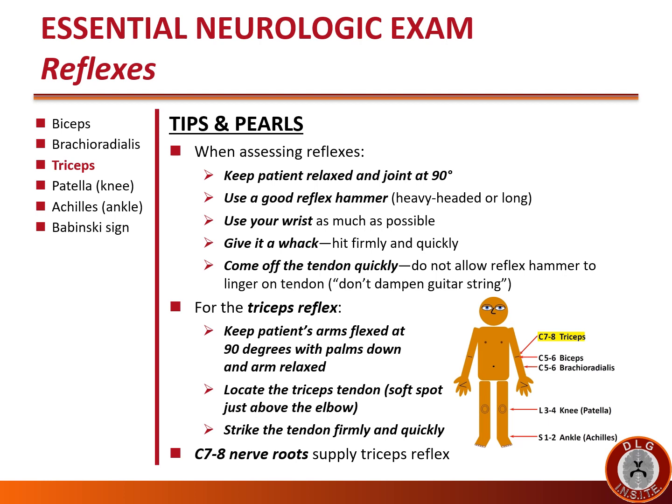Exact same position as you had for biceps and brachioradialis. Locate the triceps tendon, that soft spot just above the elbow, on the back of the arm there. And then strike that tendon. Do not put your fingers in the way on the triceps. Strike the tendon firmly and quickly. C7, 8 nerve roots supply the triceps reflex.